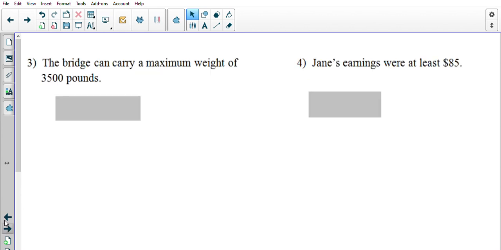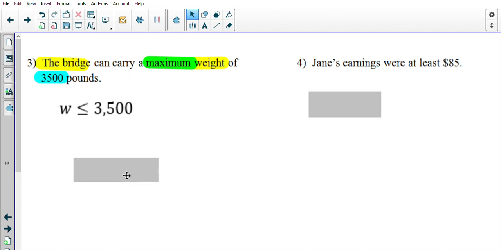Number 3, the bridge can carry a maximum weight of 3,500 pounds. So our unknown in this case is actually the amount of weight that the bridge can hold. So the weight that we can have on that bridge in total. The phrase that represents our inequality is maximum. We saw that on the inequality chart that we had. And then our number is going to be 3,500. So we have to recall that maximum means less than or equal to. I chose the variable W for the weight the bridge can hold. Maximum is less than or equal to, and of course we have our 3,500 after that.